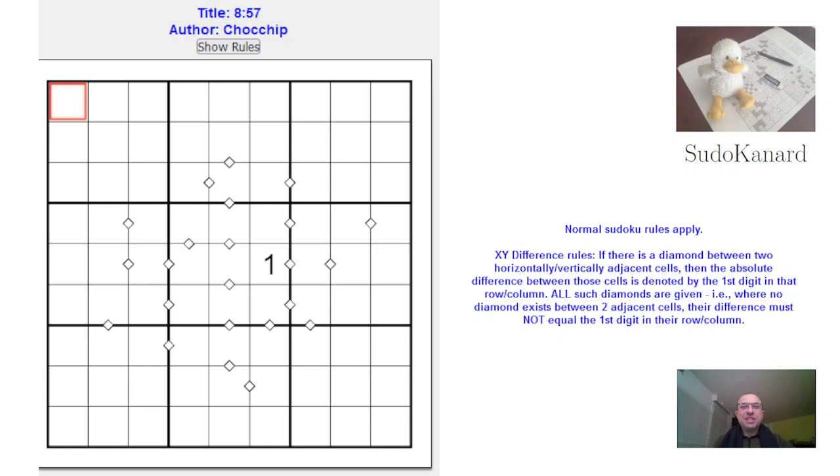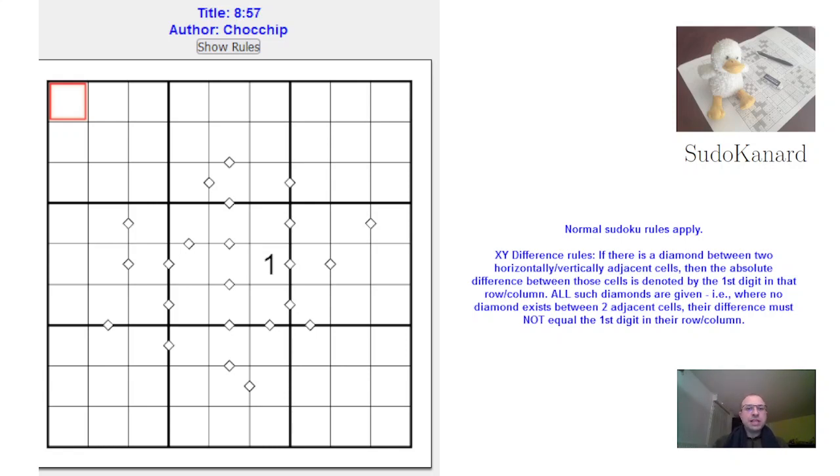We're here to solve this puzzle titled 857 by Australian author ChocChip, who is a regular of the channel. And this is an XY differences Sudoku, this variant that was created by Glam Hippo, and of which I made a puzzle in the recent Sudoku Grand Prix. And this was the inspiration for ChocChip to make this puzzle.